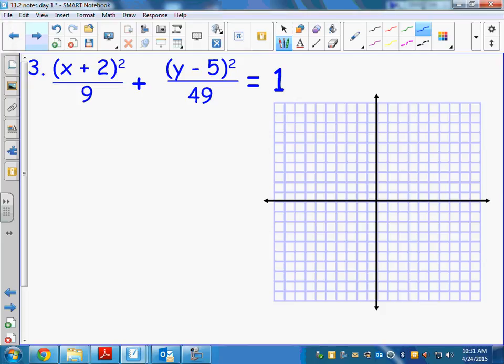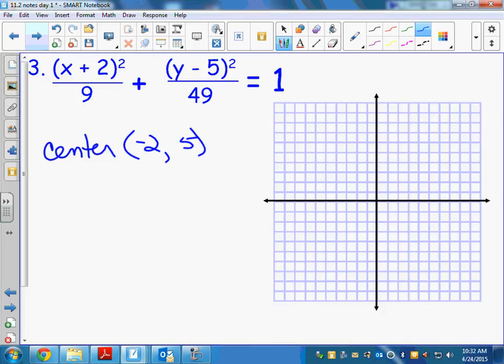So, all right. What if I gave you one like this? Same idea. You could list all the stuff. You can write it all out if you want. But the big thing is, if we wanted to find the center of this, just like we find the center in circles and in parabolas, it's h, k. So what would the center of this ellipse be? -2, 5.